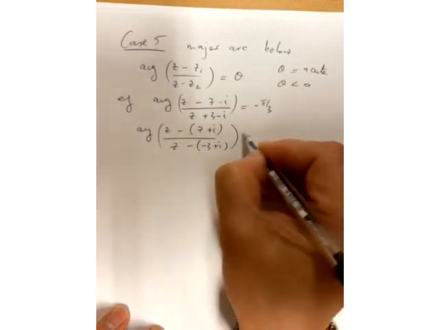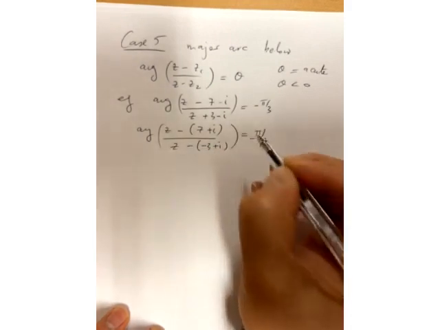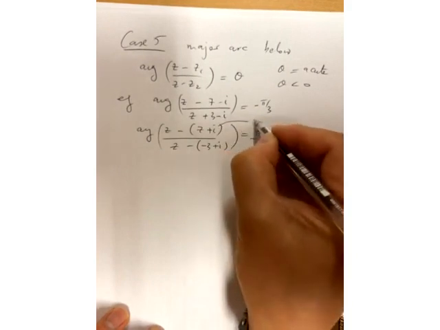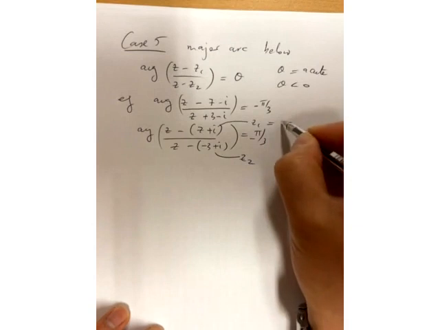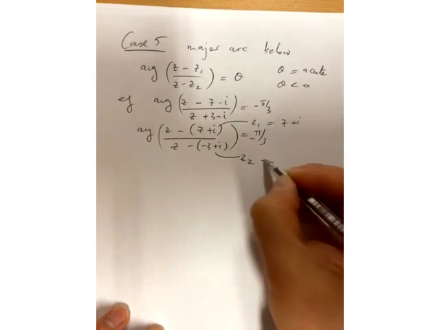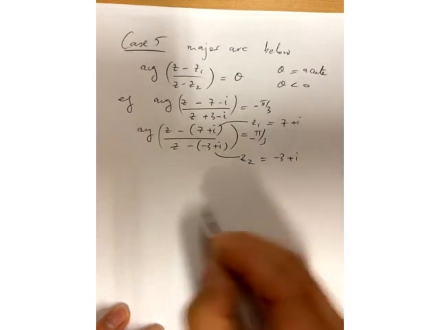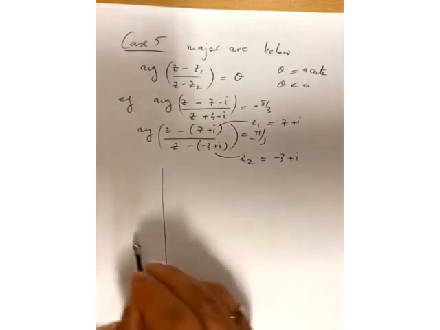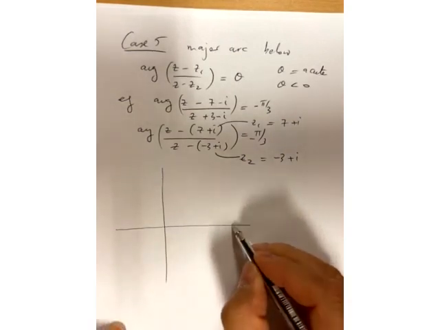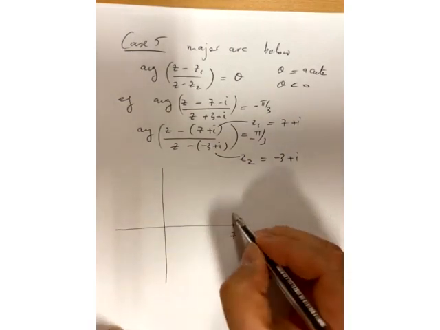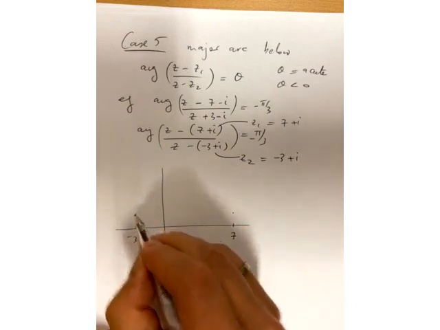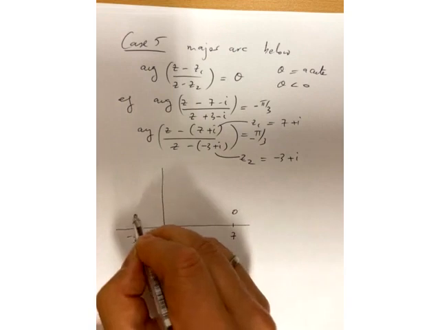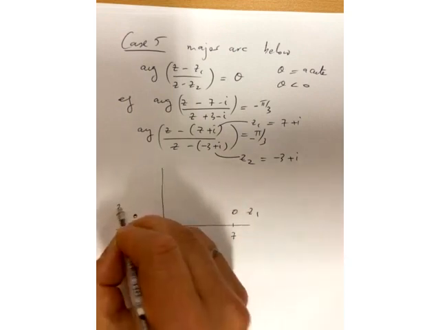So basically, z1 is the top and z2 is this guy. So z1 is 7 plus i and z2 is minus 3 plus i. You would have to know where that is. So 7 is over there, i is over there, minus 3 is over there, and i is over here. So that's your z1, that's your z2.